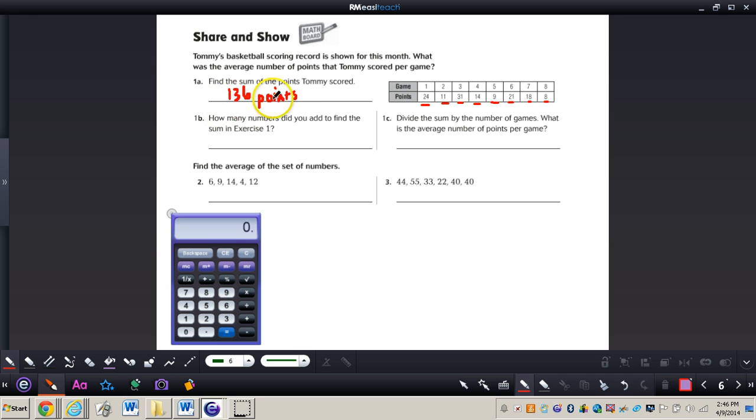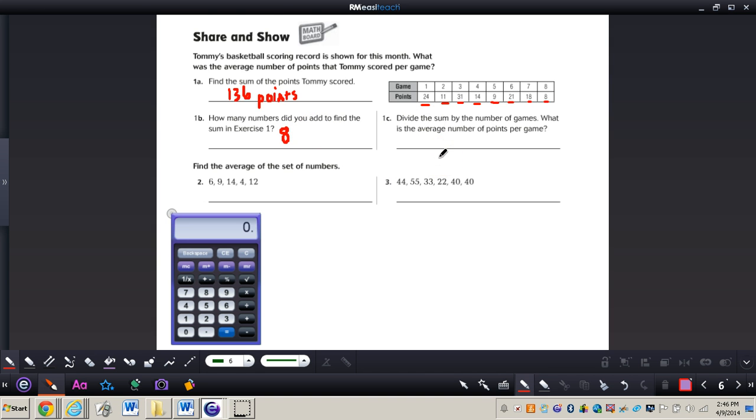All right, now how many numbers did you add to find the sum in exercise 1? And we know that we added 8 numbers together, because there's 8 different games and there's 8 numbers. So the answer to this would be 8.